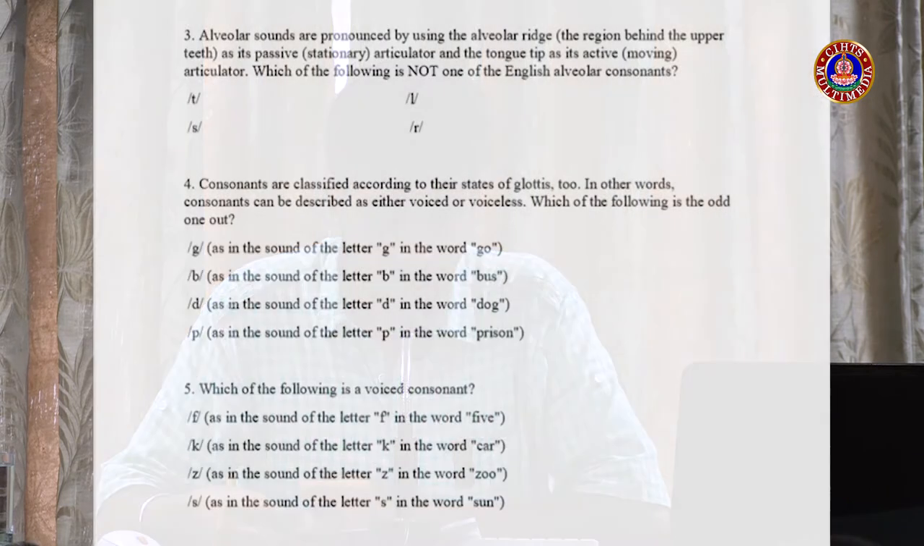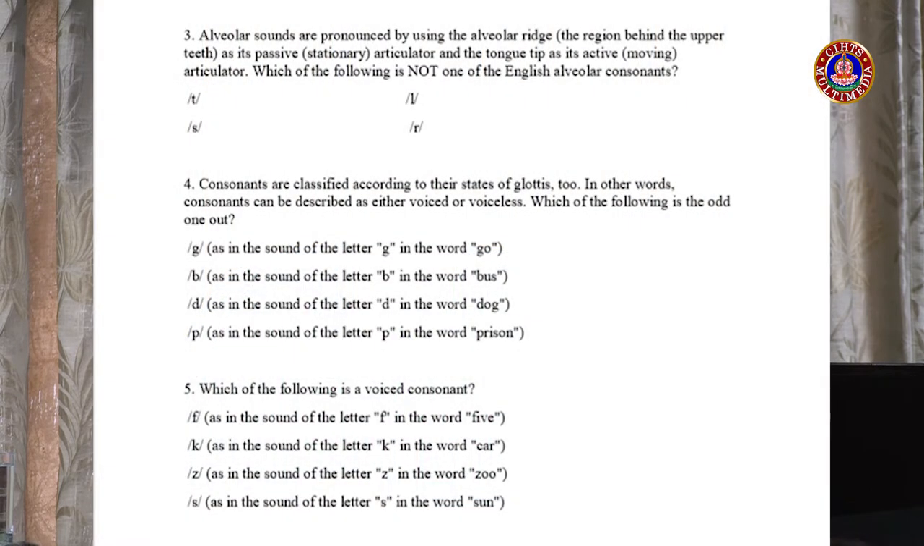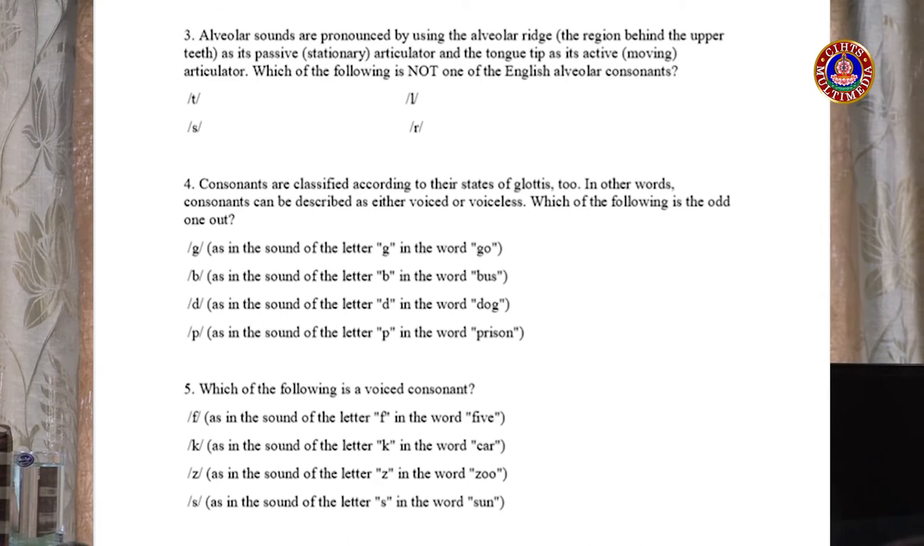Third one: alveolar sounds are pronounced using the alveolar ridge, which we were just talking about, behind the upper teeth, as the passive articulator, and the tip of the tongue as the moving articulator. So in alveolar sounds, the tip of the tongue actively goes to that position. Which is an alveolar sound? Like L, right there.